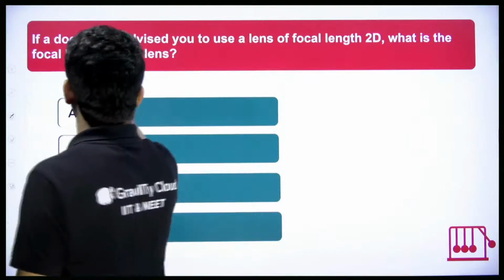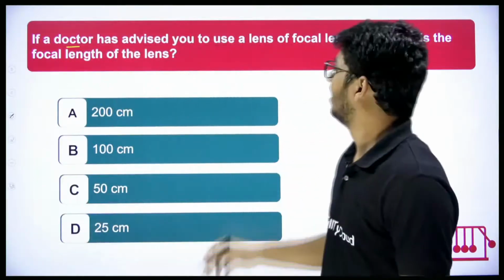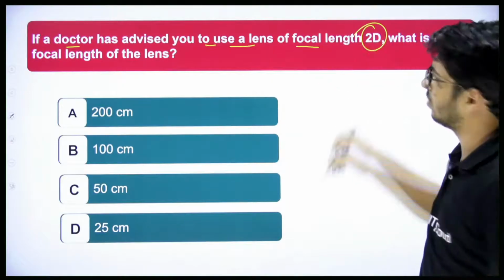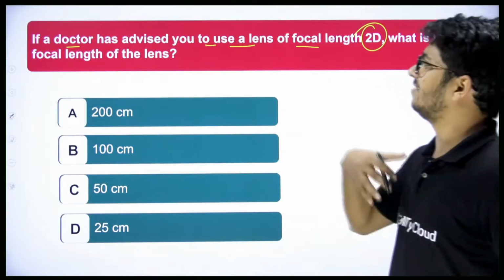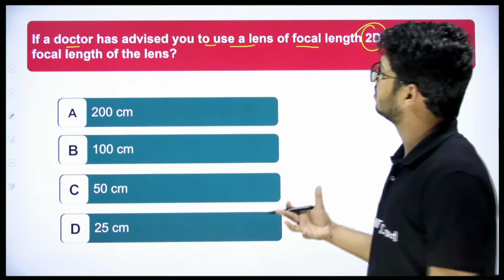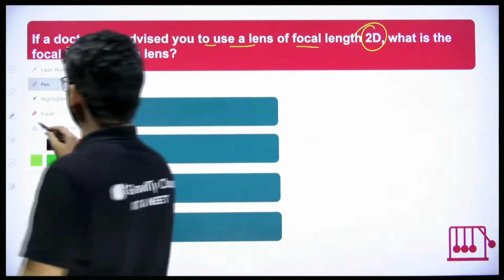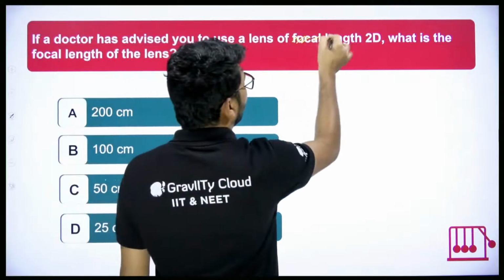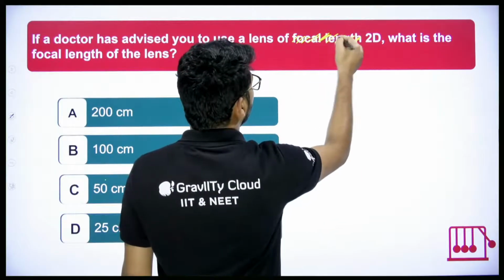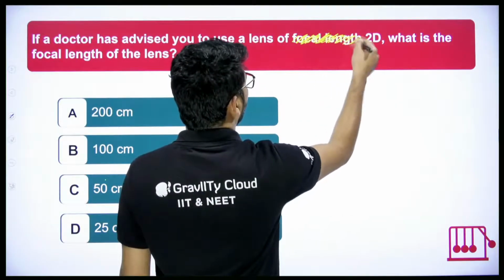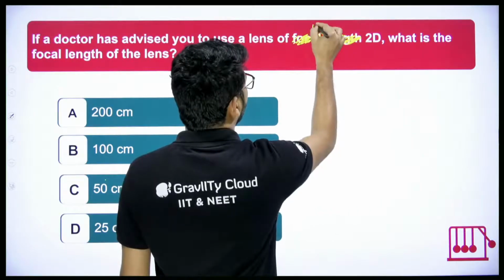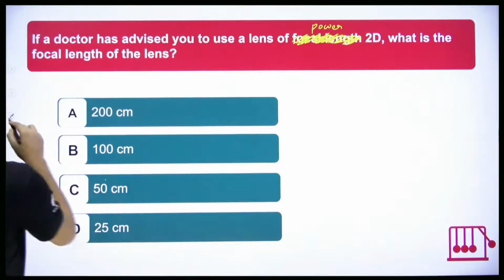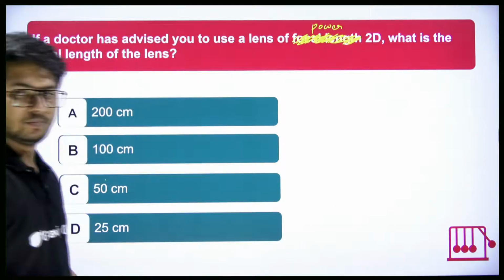Here, if a doctor has advised you to use a lens of focal length 2 diopter, what is the focal length of lens? Sorry, there's a slight mistake in the question. It should have been: to use a lens of power 2 diopter. What is the focal length of the lens? What is that going to be?